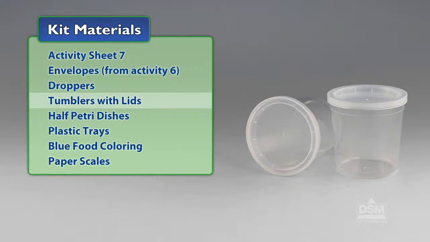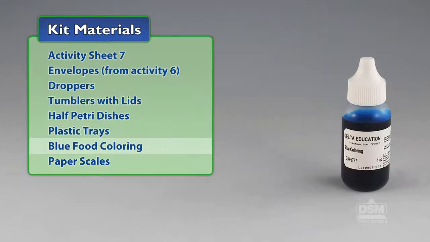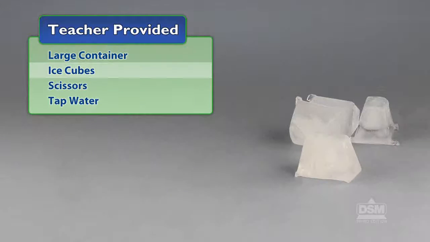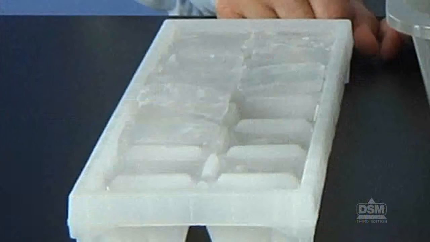with lids, half petri dishes, plastic trays, blue food coloring, and paper scales. You will also need to provide a large container, ice cubes, scissors, and tap water. To prepare for Session 1, make a copy of Activity Sheet 7 for each student. At least a day before the activity, make about 3 trays of ice cubes.